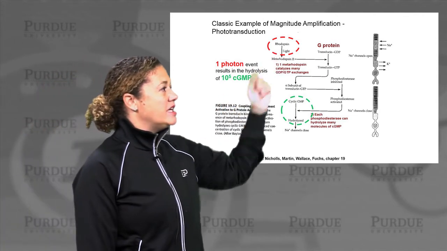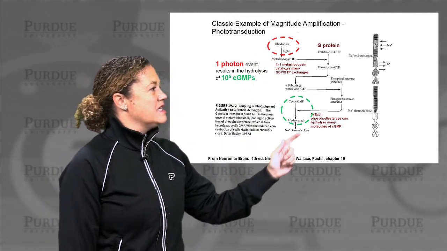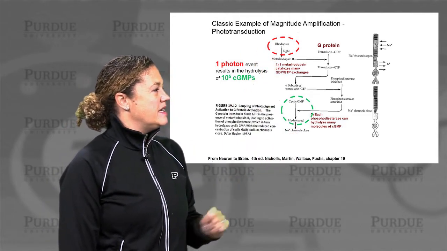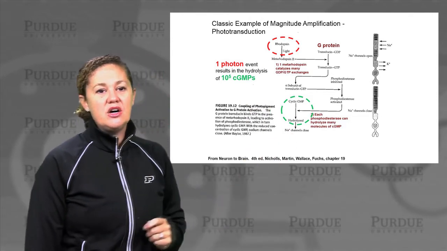I've got the light in our rhodopsin event as our signal, right? In this case, looking at the response in terms of our number of cyclic GMPs, and we have this gain on the system.